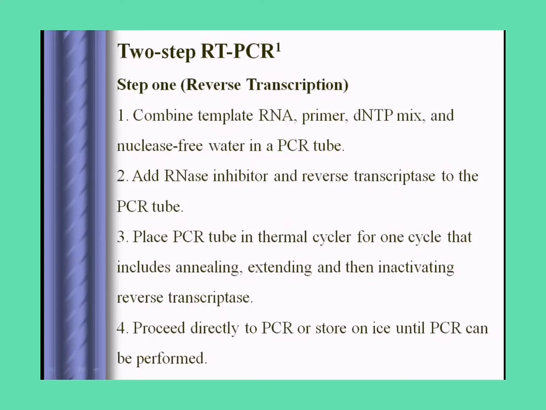The second method, two-step RT-PCR, as the name suggests, occurs in two steps: first one, reverse transcription, and second one, PCR amplification and quantification. This method is more sensitive than the one-step method. For the setup, combine template RNA, primer and nuclease-free water in a PCR tube, then add RNase inhibitor and reverse transcriptase to the PCR tube. Place the PCR tube in the thermal cycler for one cycle that includes annealing, extending, and then inactivating reverse transcriptase. Proceed directly to PCR or store on ice until PCR can be performed.